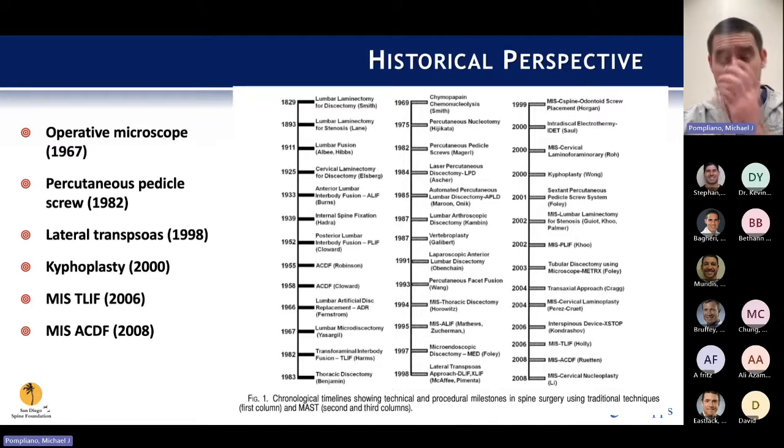From a historical perspective, a couple of major things led to where we are today. The operative microscope, the percutaneous pedicle screw, which is probably the largest application of this technique, lateral transpsoas surgery, as well as kyphoplasty, and then some of the more traditional surgeries being brought with a minimally invasive component to them.